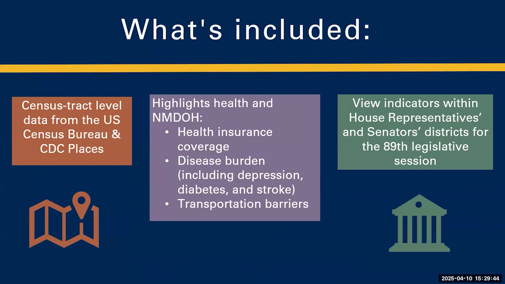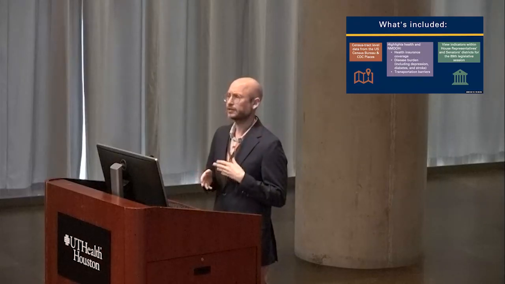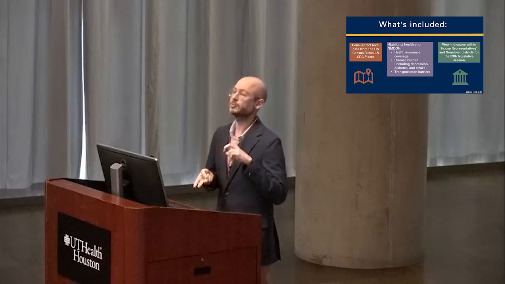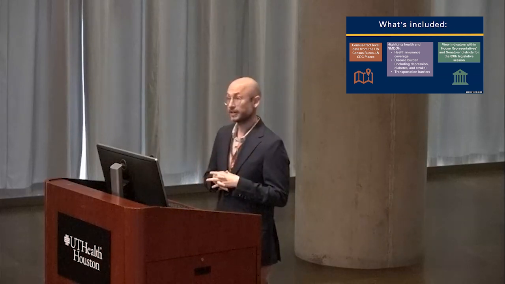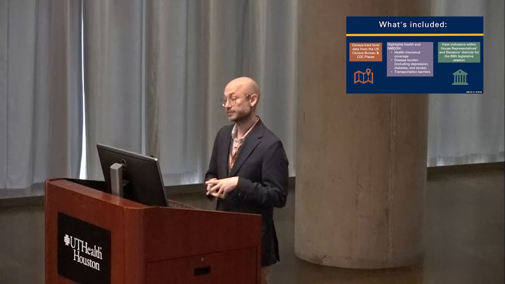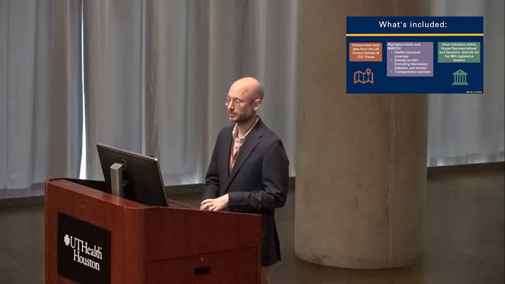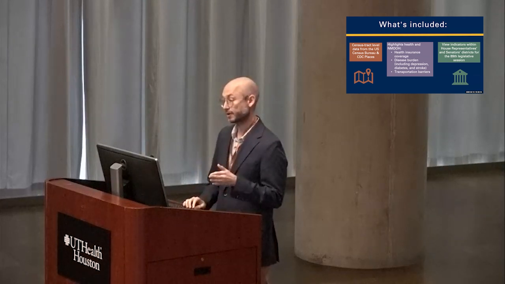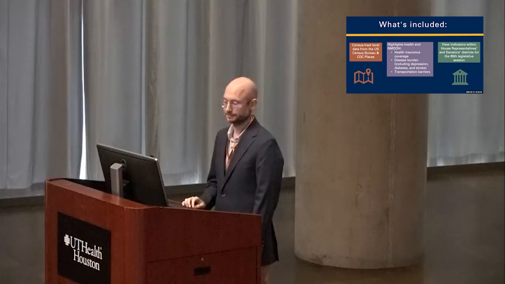So what's on this map? I've already explained we'll have census tract level data from the U.S. Census Bureau and CDC PLACES. And here in the central part, the lavender, I include health insurance coverage: the percent of Texans that don't have health insurance, the percentage that don't have health insurance but have jobs, and then the percentage who do have jobs. From the CDC PLACES, we have crude prevalence rates for depression, diabetes, and stroke, and the percent of Texans that report transportation barriers. This is all available at the census tract level, and you can view them within the House of Representatives and Senators' districts at the state level for this year's legislative session.